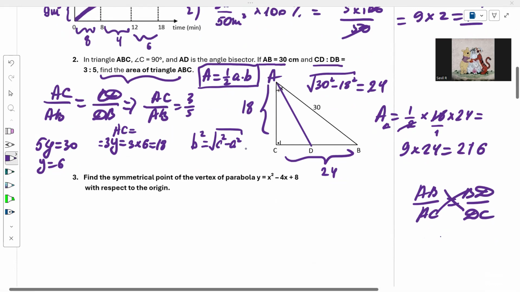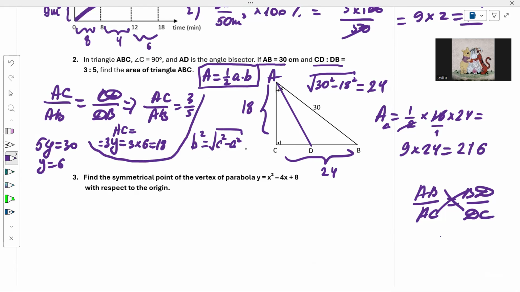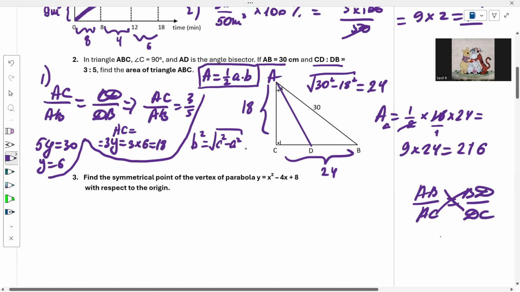All right, guys, let's analyze one more time what we did. The first part was just interpreting the word bisector. According to that, we figured out AC. Okay, this is our first part. The second part was that after AC, using the Pythagoras. And the third part was finding area.